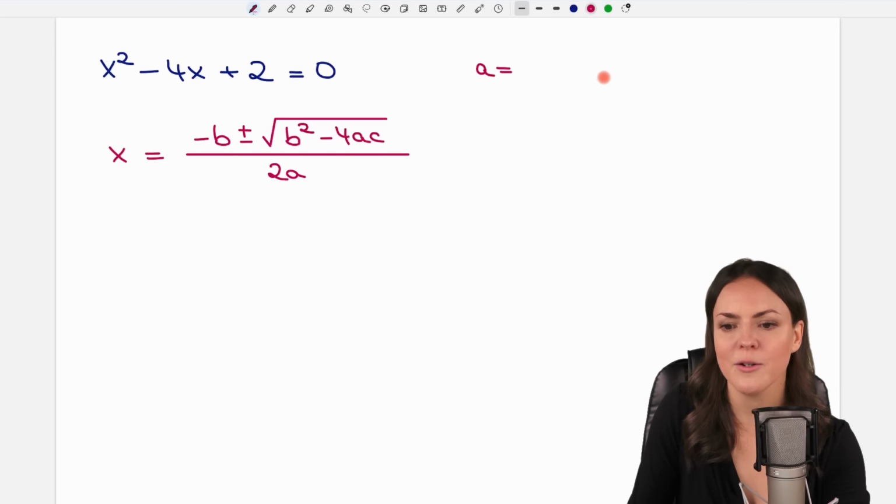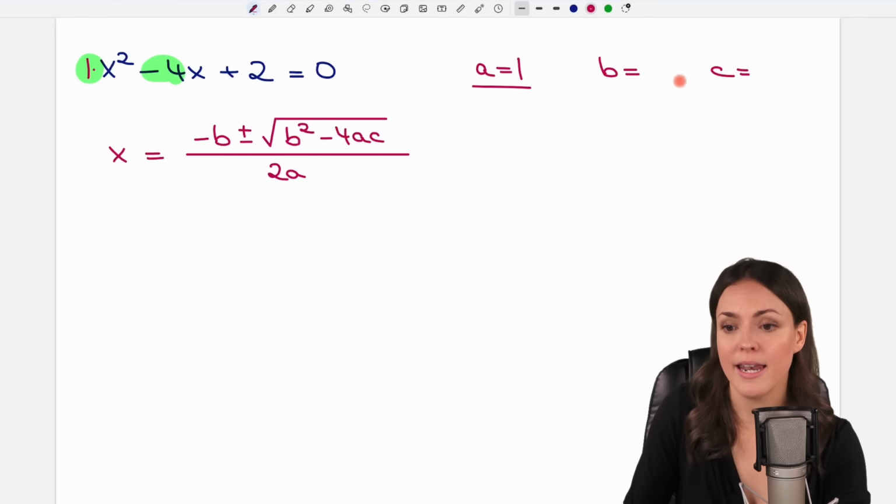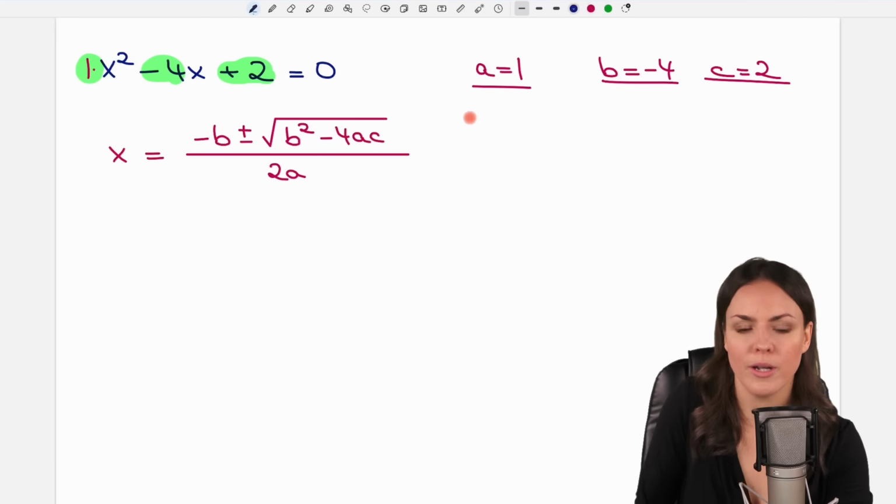What is my a, what is my b, and what is my c here? A is always the number in front of my x squared. If you don't see any number, it is a 1, so a equals 1. B is the number in front of my x with a sign, so it's negative 4. And c is the number that doesn't have any x here, so it's the 2. And then we put everything into our formula.